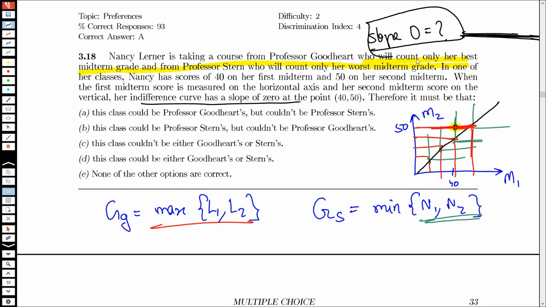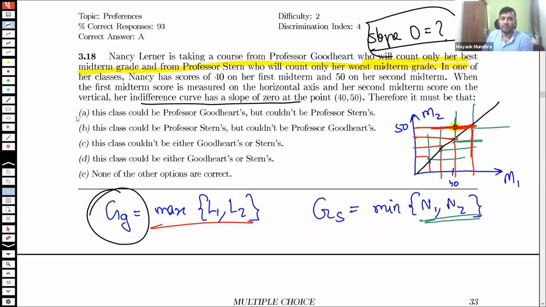Okay, so that's all. Slope is something which is English. It's not even math. Okay, 0 is math, but slope 0 is something which is flat. So the red line has slope 0. So that's why this is going to be following Professor Goodhart's course. So answer is A. Okay, next.